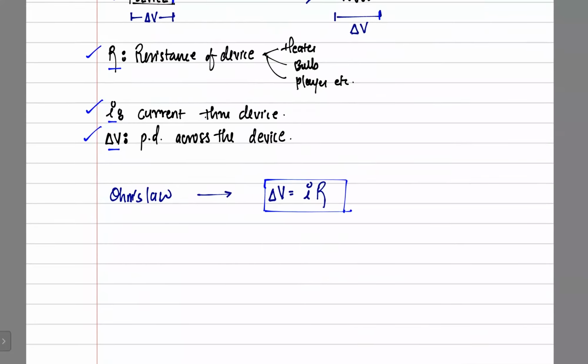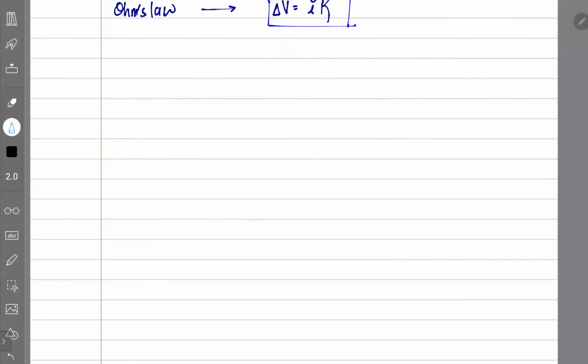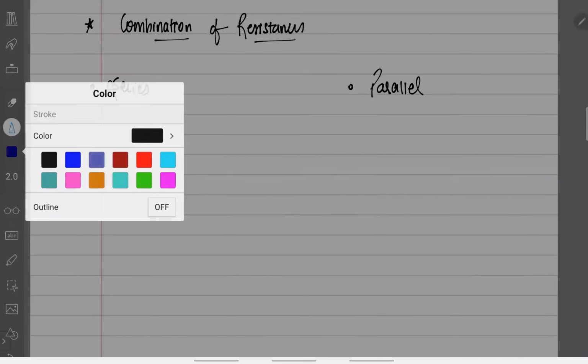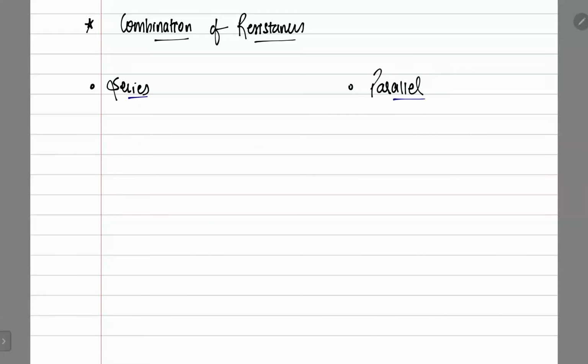Moving forward, let us quickly understand combination of resistances. Very quickly. You have two popular combinations of resistances. The first is called series. The second is called parallel. I will not go into derivation. I will directly tell you the formula. Now, how do you identify if the combination is series or parallel?